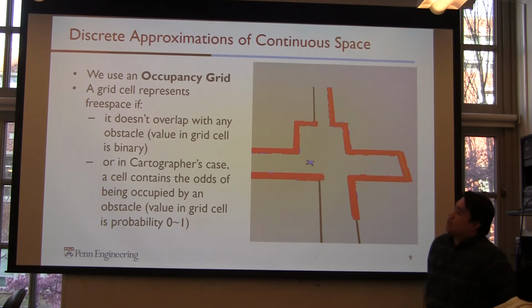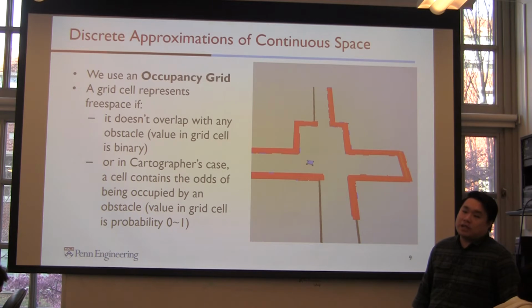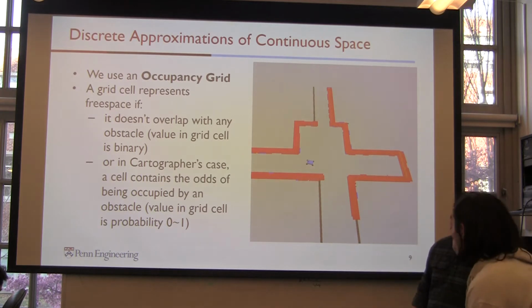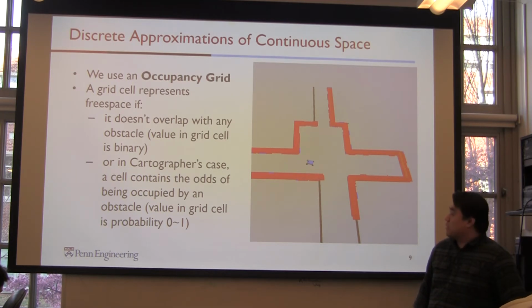A grid cell can represent free space if it doesn't overlap with any obstacles. This is the case where you're using a binary representation for a grid cell: it could either be 0, meaning it's free, or 1, meaning it's occupied. In Cartographer's case, if you remember, the cell doesn't contain a binary value. It's a probabilistic model, so it has a number between 0 and 1, meaning the odds of that cell being occupied. If you see 0.8, it's very possible that the cell is occupied, and if it's low, that means it's probably free, but you're not sure.